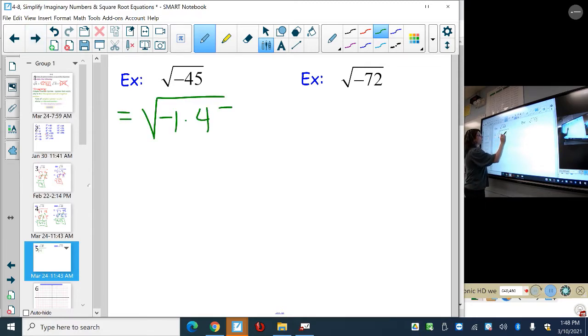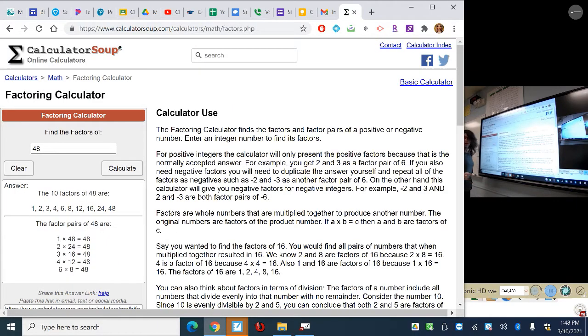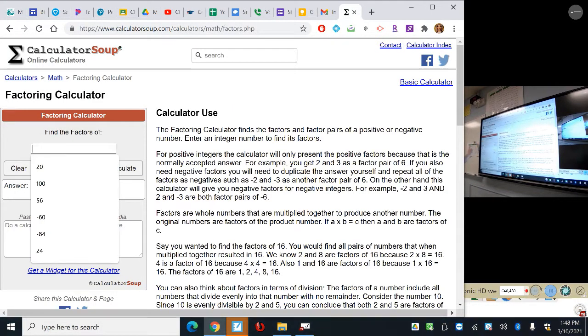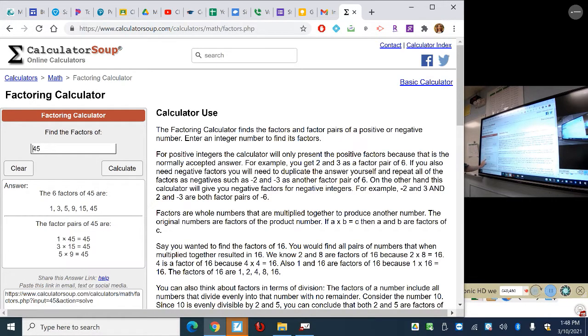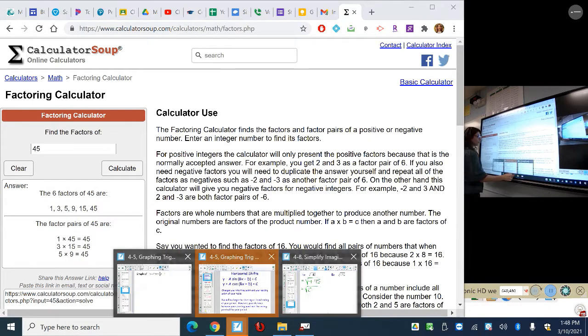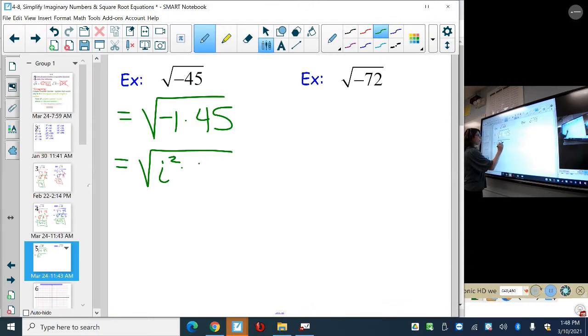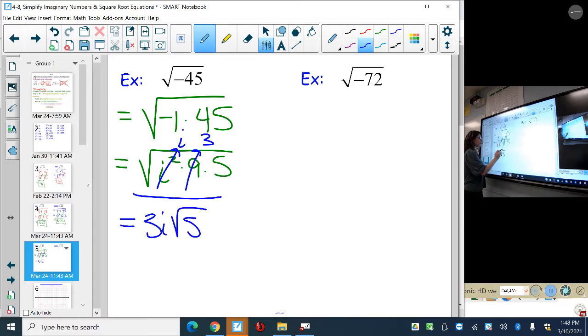Negative 1 times 45. Negative 1 is i squared. Come over to your factor finder, make this a 45, and the perfect squares are going to be 5 times 9. So the i squared comes out as an i, the 9 comes out as a 3. So I have 3i square roots of 5, and that is done.